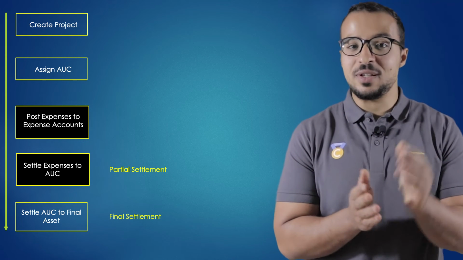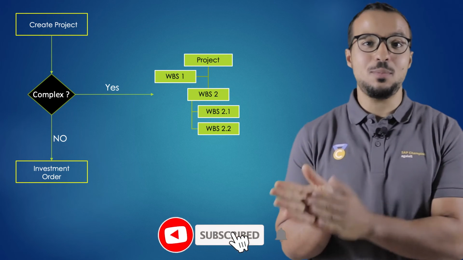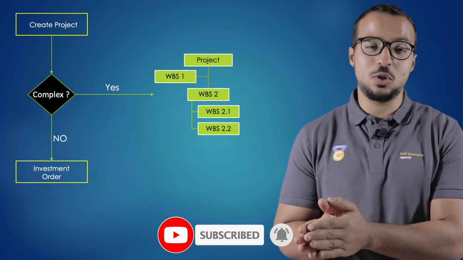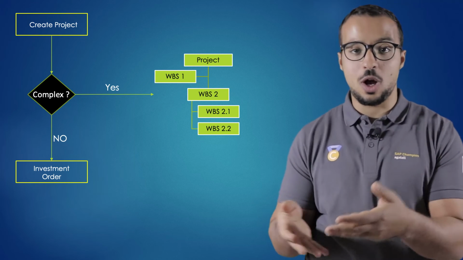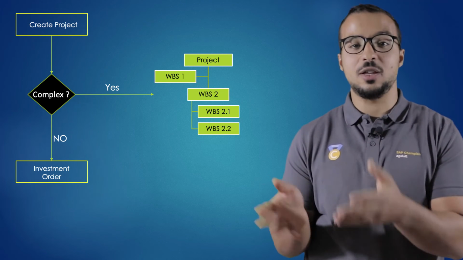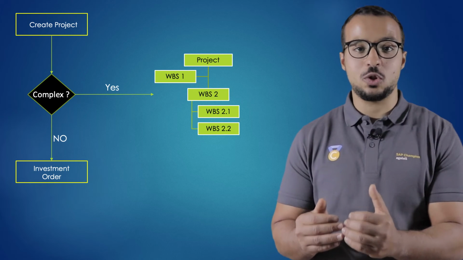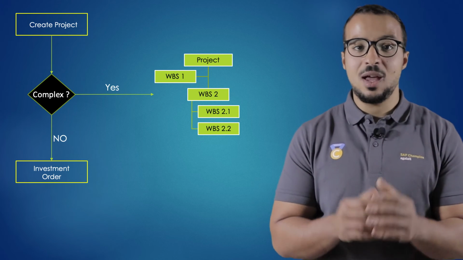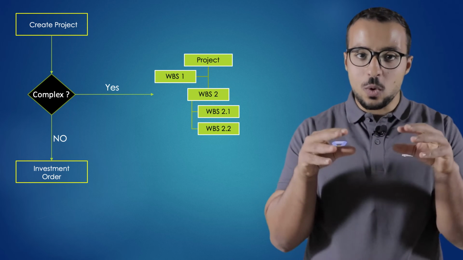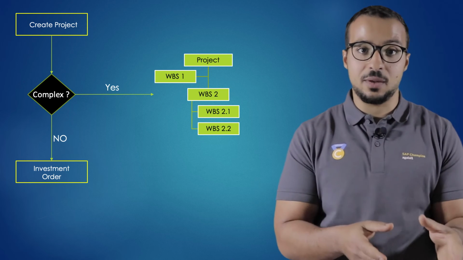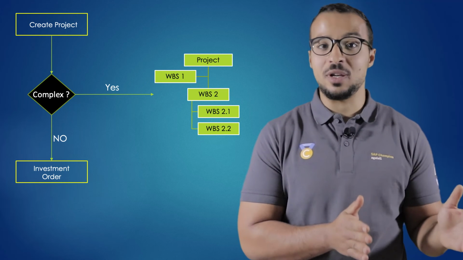If we look into the first step in the process, the project creation, here we have two options. We have a simple option where we can use the investment order, which is an internal order of type investment. And there we can post all our expenses related to the project and assign an Asset Under Construction. Then we take these values, settle them to the Asset Under Construction, and then settle them to the final asset. And this is a one-layer object, which means it's only one investment order where we post all our expenses and then settle them.